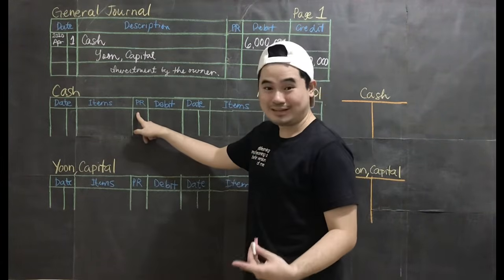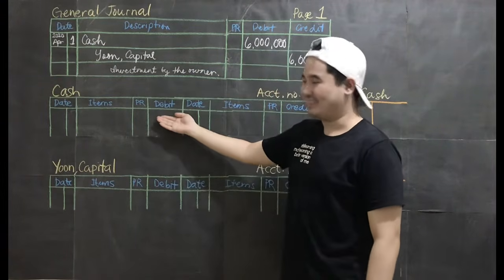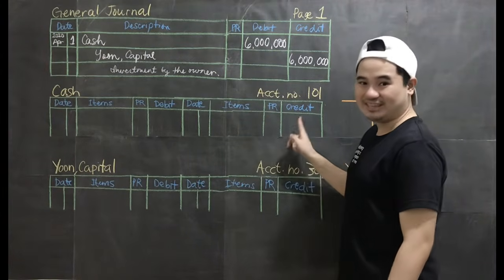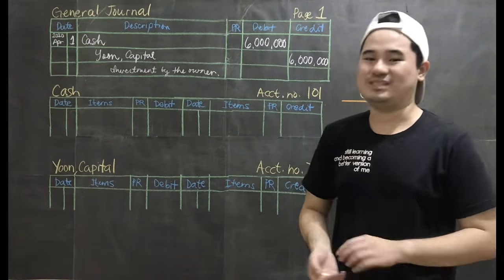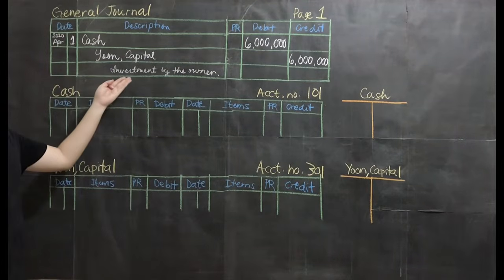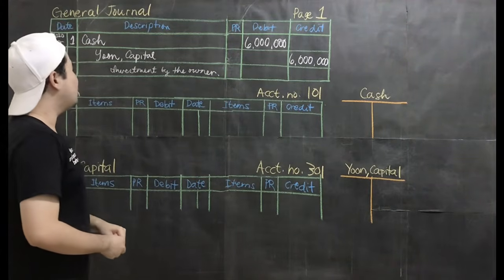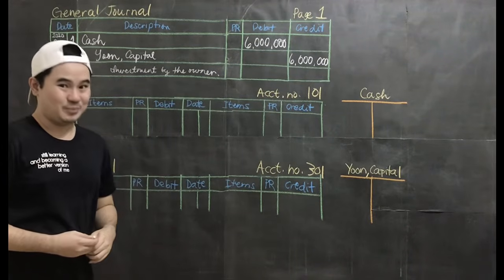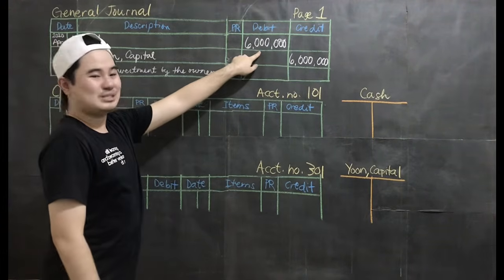And then, ayan, pag-uusapan na natin ano yung function ng PR, ng posting reference, and then, debit. Tapos, ganun ulit, date, items, posting reference, credit. Okay. Ang gagawin natin ngayon ay yung mismong proseso ng posting. So, ganito gagawin natin. The entry for April 1 has been debit cash, 6 million, credit, youth capital, 6 million. Kung paano mo basahin, ganun mo lang din siya ipopost. Okay? So, here's what you do. Cash is debited at 6 million.